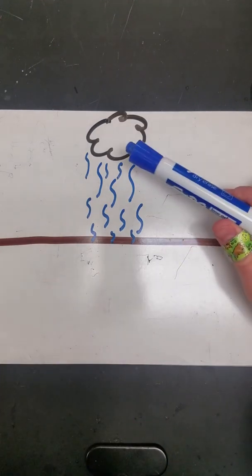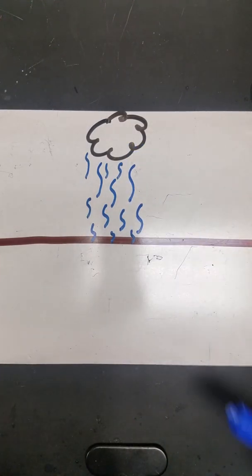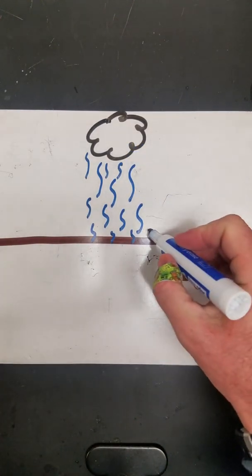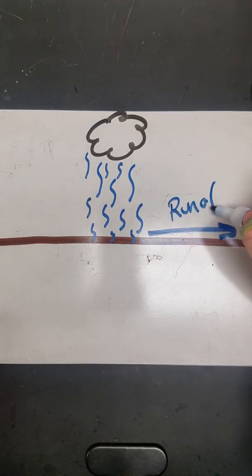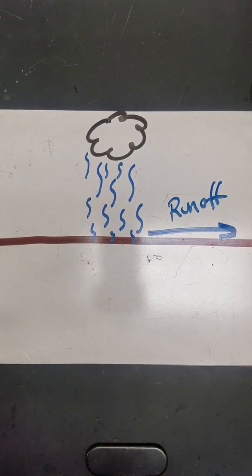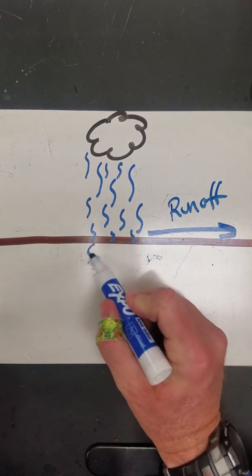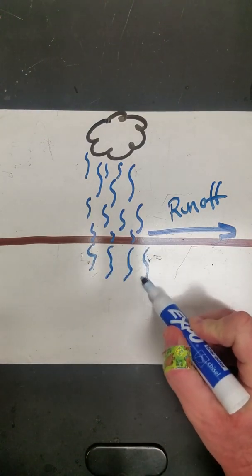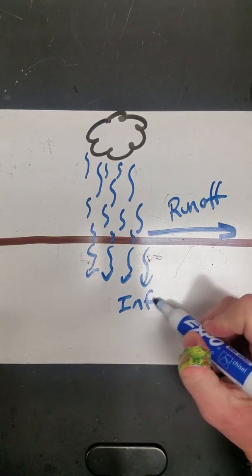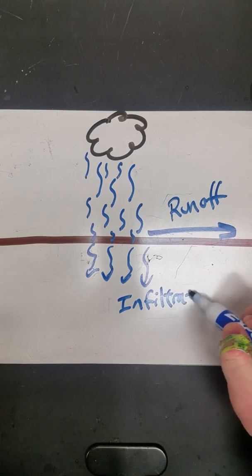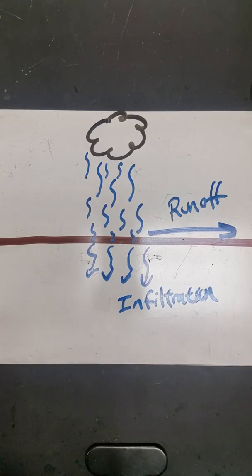We know that when it rains, water falls to the ground, and it can do one of two things. It can run across the surface, which is called runoff, and we will get to that later. But we also know that water goes into the ground in a process known as infiltration.